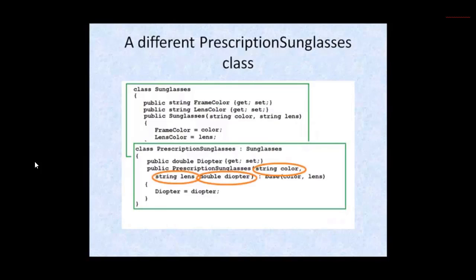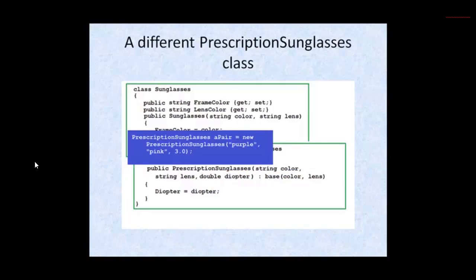Here's a different way the prescription sunglasses class might require 3 parameters of its own: color, lens, and diopter. 2 of these could then be passed to the base class constructor, color and lens. Color could go to the base class color parameter and lens to the base class lens parameter. Then the diopter could be set in its own constructor. So when you declare a pair of prescription sunglasses and use the arguments purple, pink, and 3.0, you get a pair of sunglasses with purple frames, pink lenses, and a 3.0 diopter.